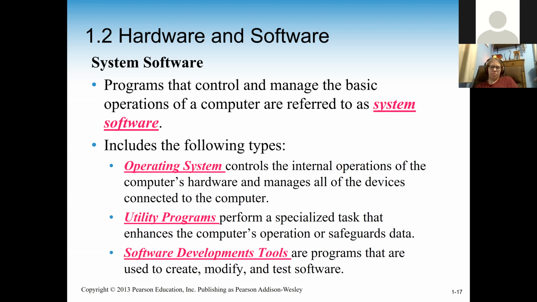Programs that control and manage the basic operations of a computer are referred to as system software. These include the operating system, which is Linux, Windows, Mac OS, which is basically built on top of Linux, and Android, a newer one for phones. They're just the software that controls the computers.